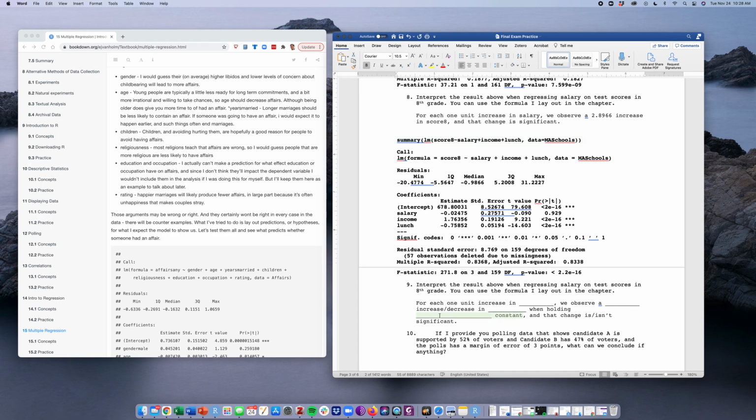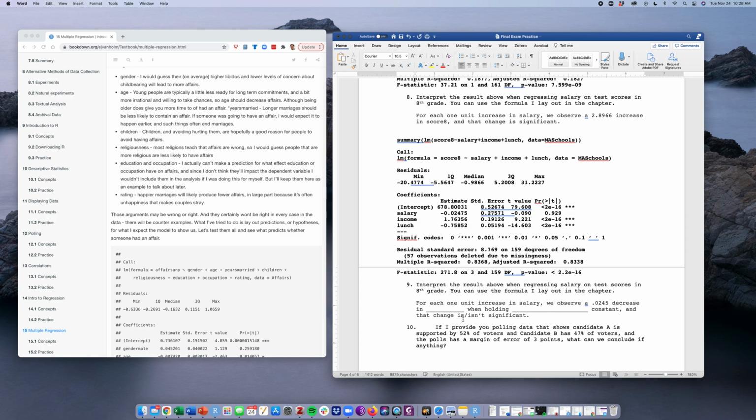Now we need to identify what we're holding constant. So for each 1 unit increase in salary again, I'm only asking you to interpret one of the independent variables. For each 1 unit increase in salary, we observe a negative 0.0245 decrease, right? The coefficient is negative. So now we're observing a decrease in score 8.